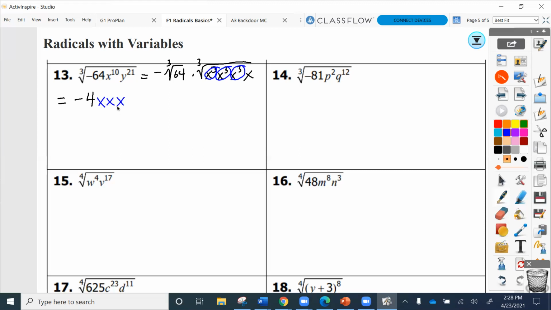Now let's look at the y's. So we've got times, oops, let me go back to black. So we've got times, let's look at the y's. Let's see. So if we had y to the 3rd, so that would be 9. We need to get to 21, so we have to have 7 of these.